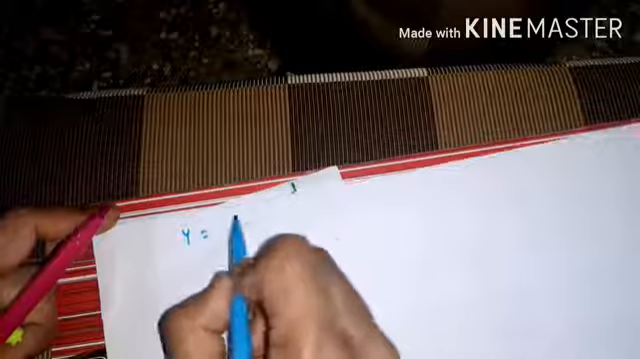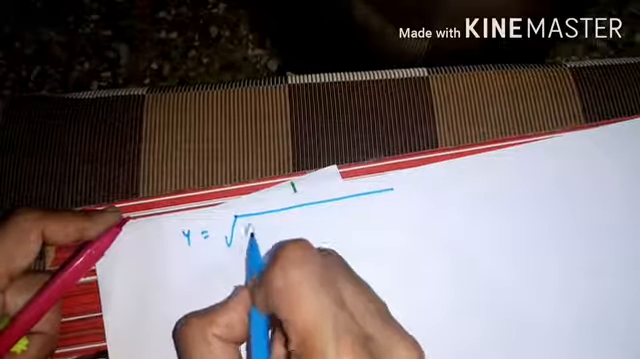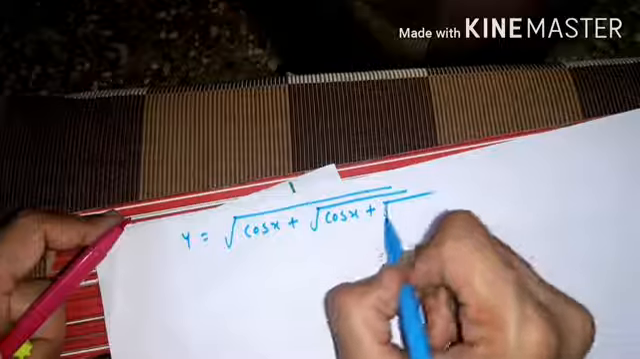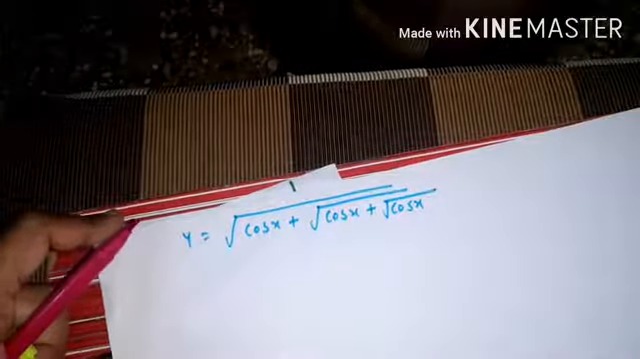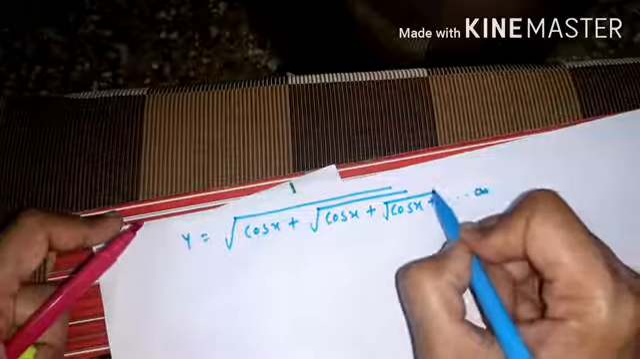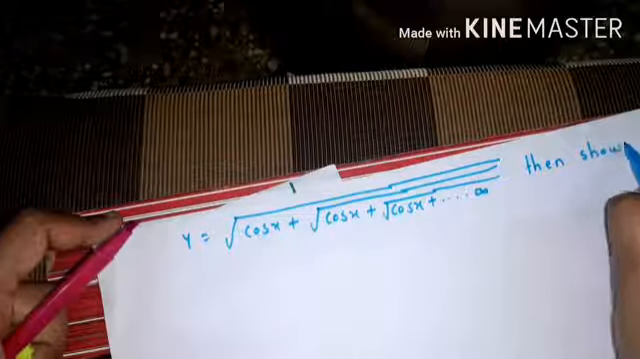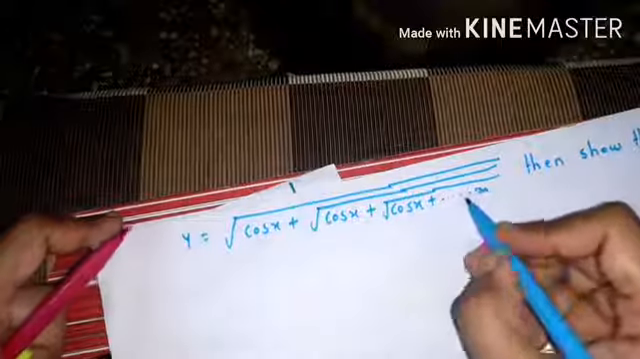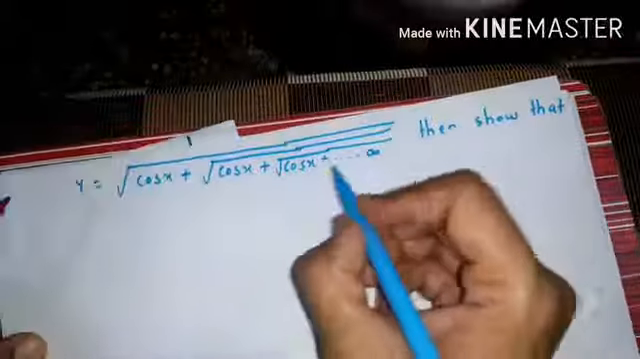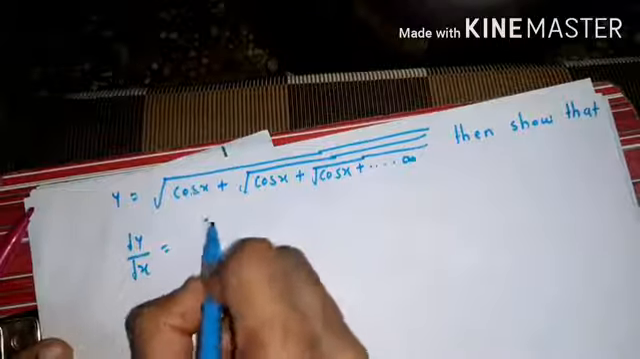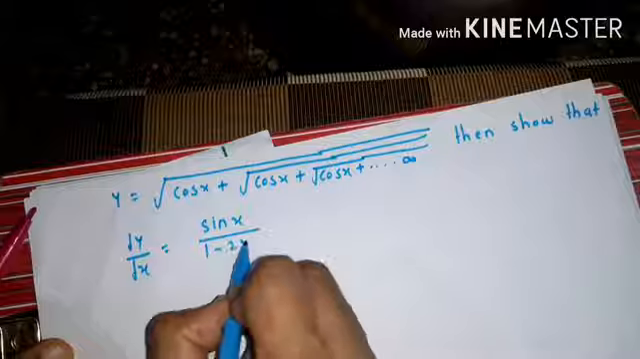The next problem is: take down, if y equals the square root of cos x plus the square root of cos x plus the square root of cos x plus ... up to infinity, then show that dy by dx equals sin x upon 1 minus 2y.